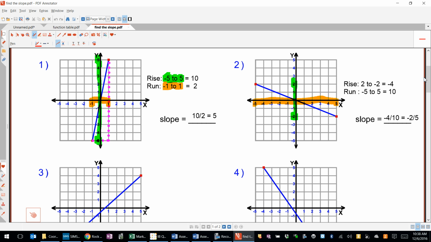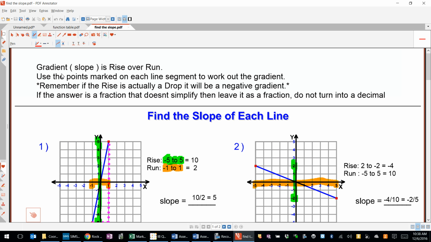So on the top I've said gradient or slope, different name, same thing, is rise over run. When I say rise over run, I mean division. So you take the rise of the function and you divide it by the run. So I say rise over run, but it's a division. And how do we work out that?